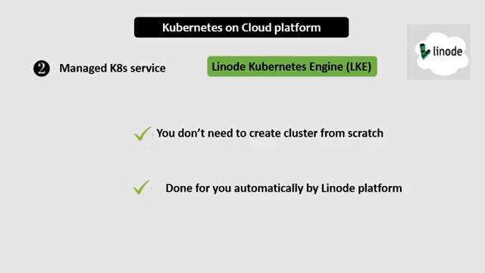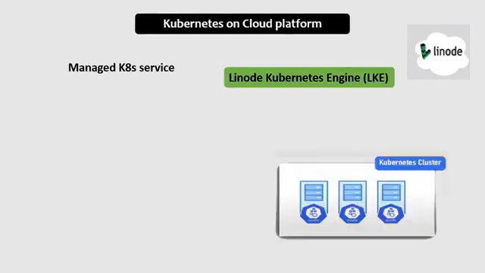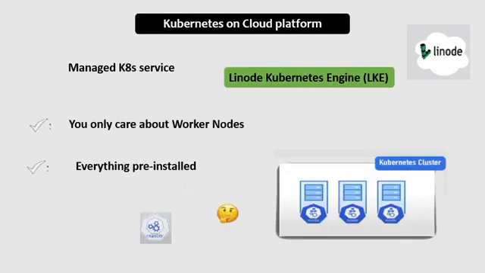So you don't have to create a cluster from scratch. Most of it is done for you automatically by the Linode platform. So when you create a Kubernetes cluster on LKE, the Linode Kubernetes Engine, you just choose how many worker nodes you want. So you just care about worker nodes. You will get, for example, 3 worker nodes with all the processes including the Docker container runtime pre-installed. So you don't have to install any of this and you will get them up and running in no time.